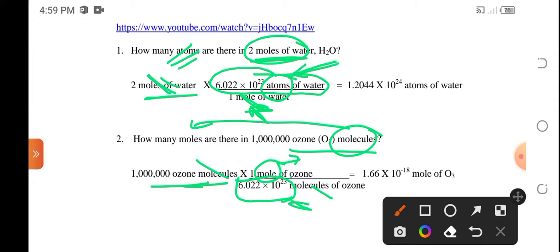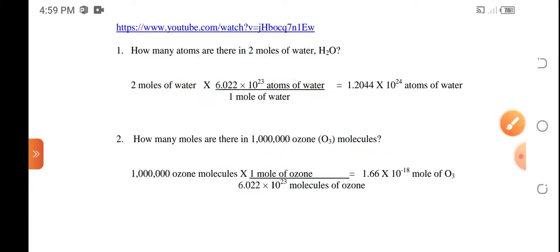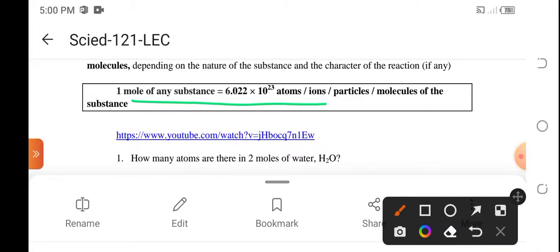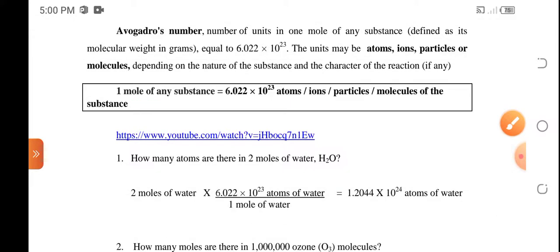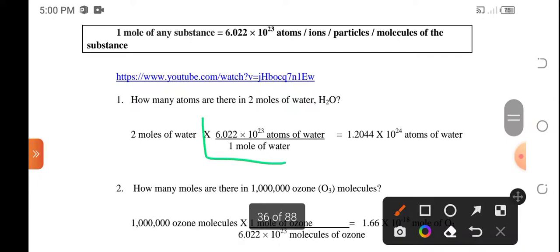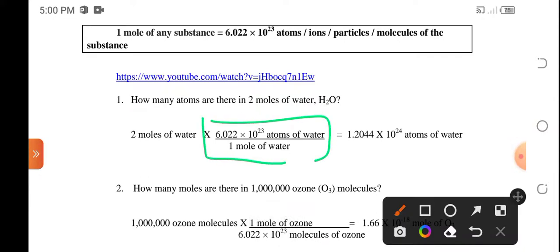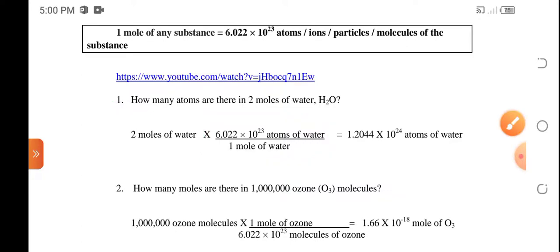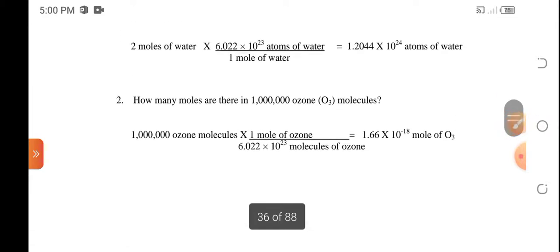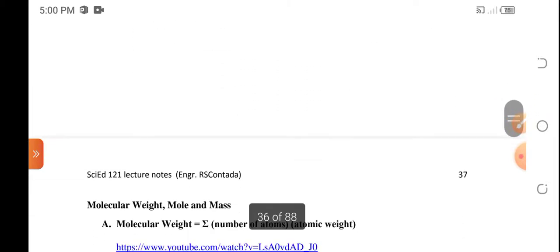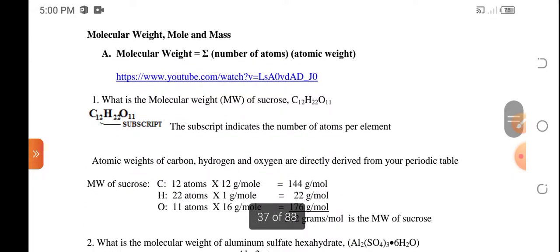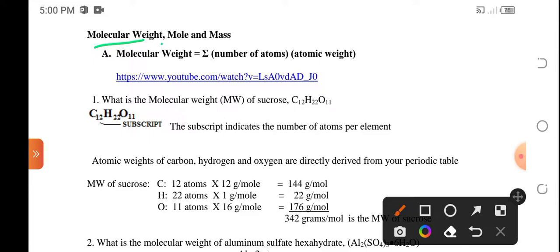Okay, so minamanipulate lang natin yung position ng conversion na ito. Minamanipulate lang natin yung position niya dito sa dimensional analysis para ma-satisfy natin yung pinapahanap. Okay? Now, so that's for the moles and particles, molecules, atoms relationship. Now, we also have molecular weight. Relationship of molecular weight or atomic weight with moles and mass.